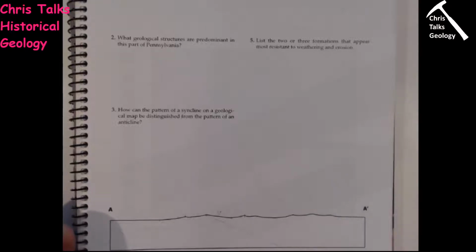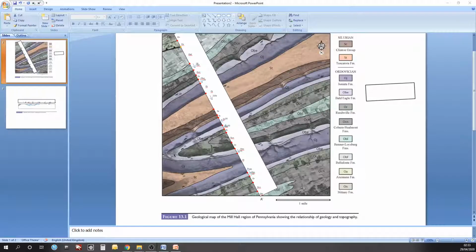Well, if we go back to the map here, what do we see? Well, we know from our cross-section already this area is a syncline, isn't it? Look at the dip symbols. We know that this area here, from there to there, is an anticline. Look at the dip symbols. Look at the way they're facing relative to each other.